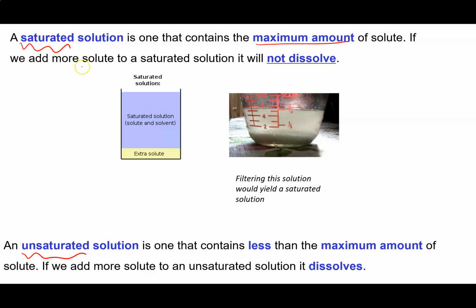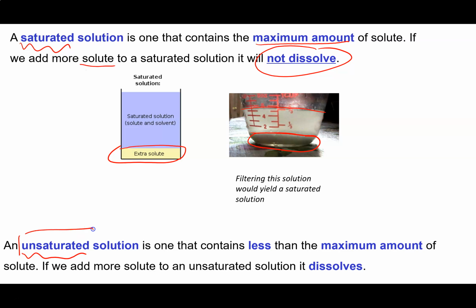So if you add any more solute to a saturated solution, it won't dissolve. Instead, it'll just fall to the bottom as undissolved solute. So often we'll use this concept to prepare saturated solutions in the lab. What we'll do is we'll take our solvent and then we'll keep adding solute to it until we have a nice layer of the solute at the bottom, and then we'll filter it off, and we know that the liquid that we have will be completely saturated in our solute.